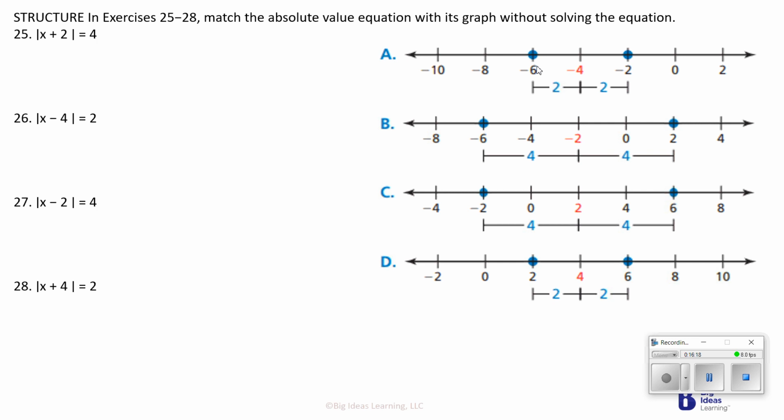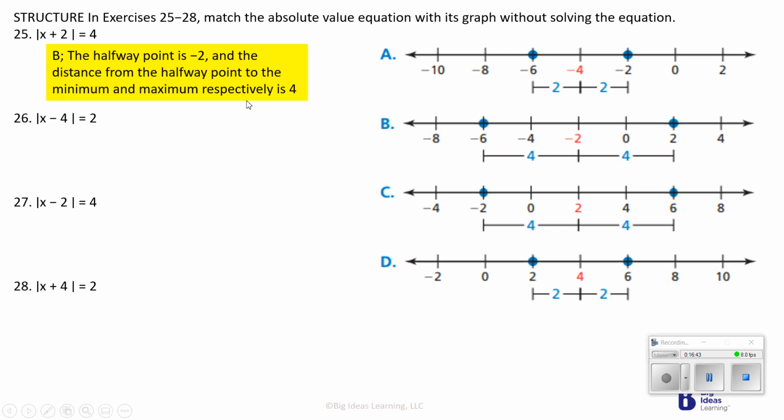We got from -6 to -2, right? I'm going to think that this wouldn't be this, because if this is a +4 and we're differentiating by 2, well, let's see, this could be a positive or -4, come to think of it, which means we're going to be adding or subtracting 2 to it, right? So in this case, the halfway point is -2, and the distance from the halfway point to the minimum or maximum respectively is 4. So we're going with B, all right?